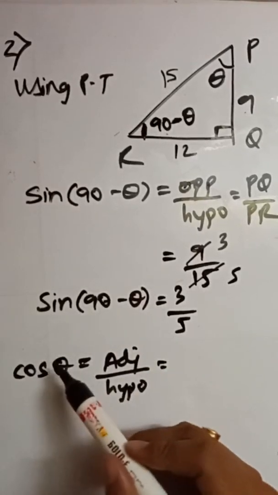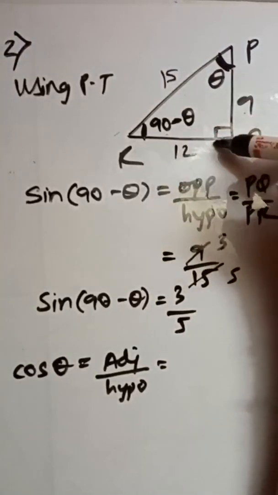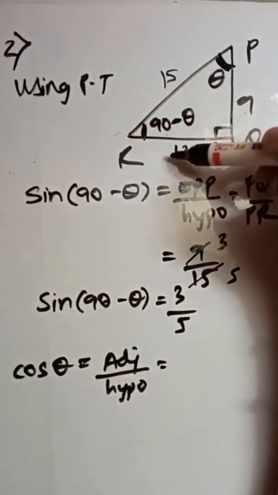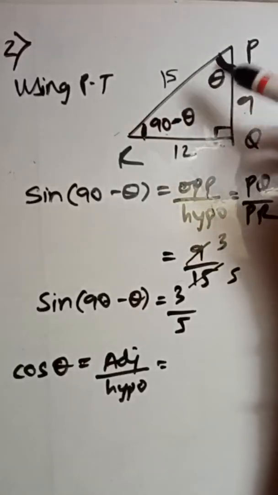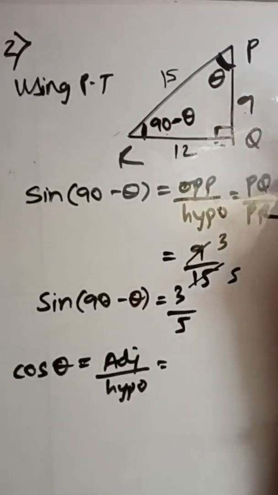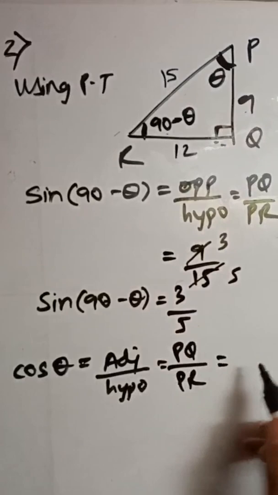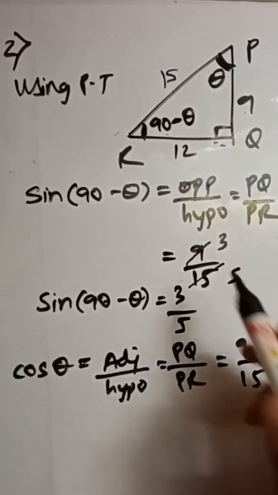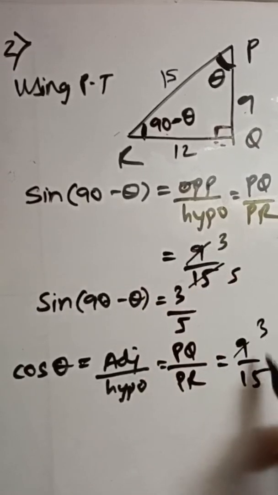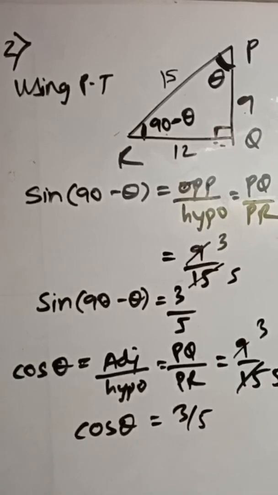Cos theta. See, the angle is theta, meaning this angle. So for theta, this is the opposite QR and this is the hypo. So for theta, PQ will be the adjacent side. So adjacent is PQ, and hypo is fixed, PR. So PQ is 9 and PR is 15. Again same, 9 upon 15. So this will become 3 upon 5. So your cos theta is 3 upon 5. Okay.